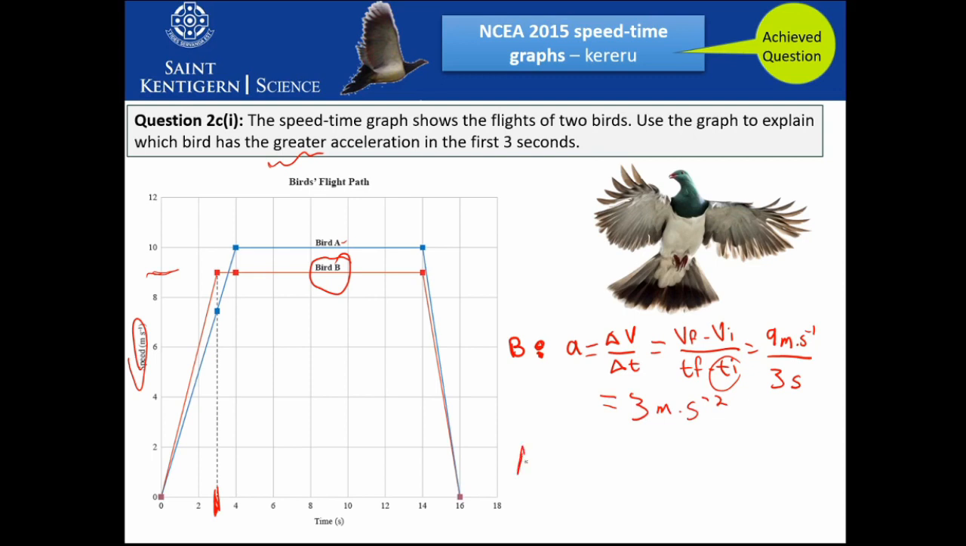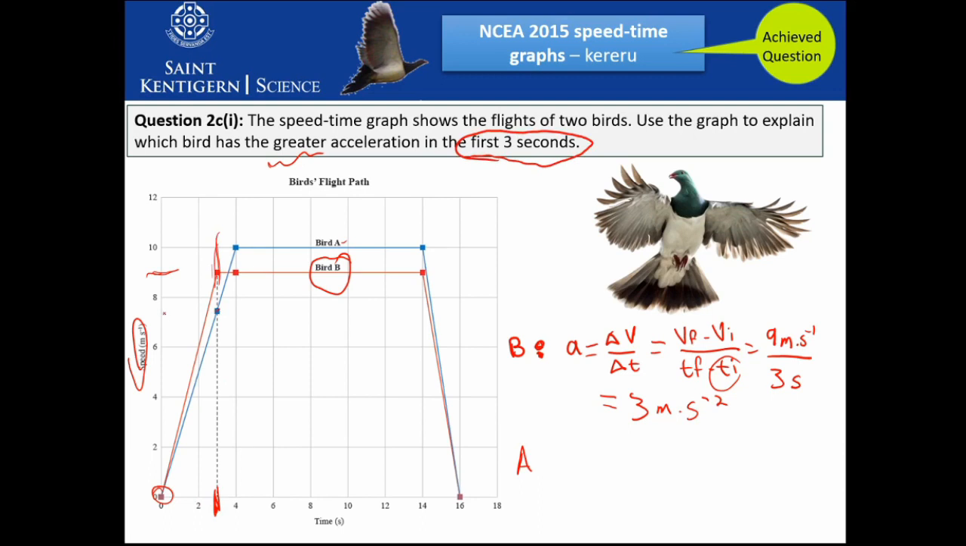Now for bird A, it went from 0 to, and look carefully at the question, for the first 3 seconds. So it went from 0, and here's 3 seconds.